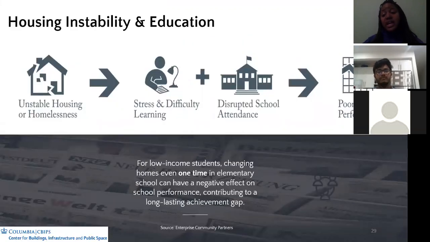Housing instability has a really big impact on education. Let's say you have an unstable housing situation or you're homeless and you're a child. That leads to more stress and difficulty learning, and things like multiple moves can disrupt your school attendance, leading to poor school performance. They found that for low income students, even changing homes one time in elementary school can have a negative effect on school performance. That can cause a domino effect and contribute to a long-lasting achievement gap.